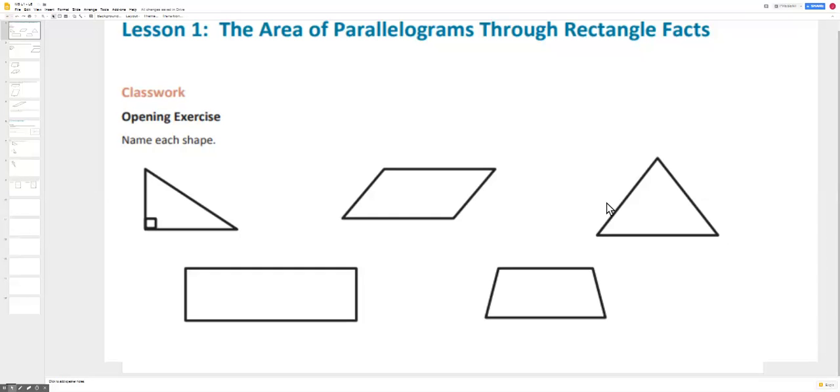All right, hello students. So now as we move on to Module 5, we're going to talk about areas of different shapes. So here's Lesson 1, the area of a parallelogram through rectangular facts. So we're going to talk about the area of a parallelogram, discussing it in relation to the area of a rectangle because they are very similar.